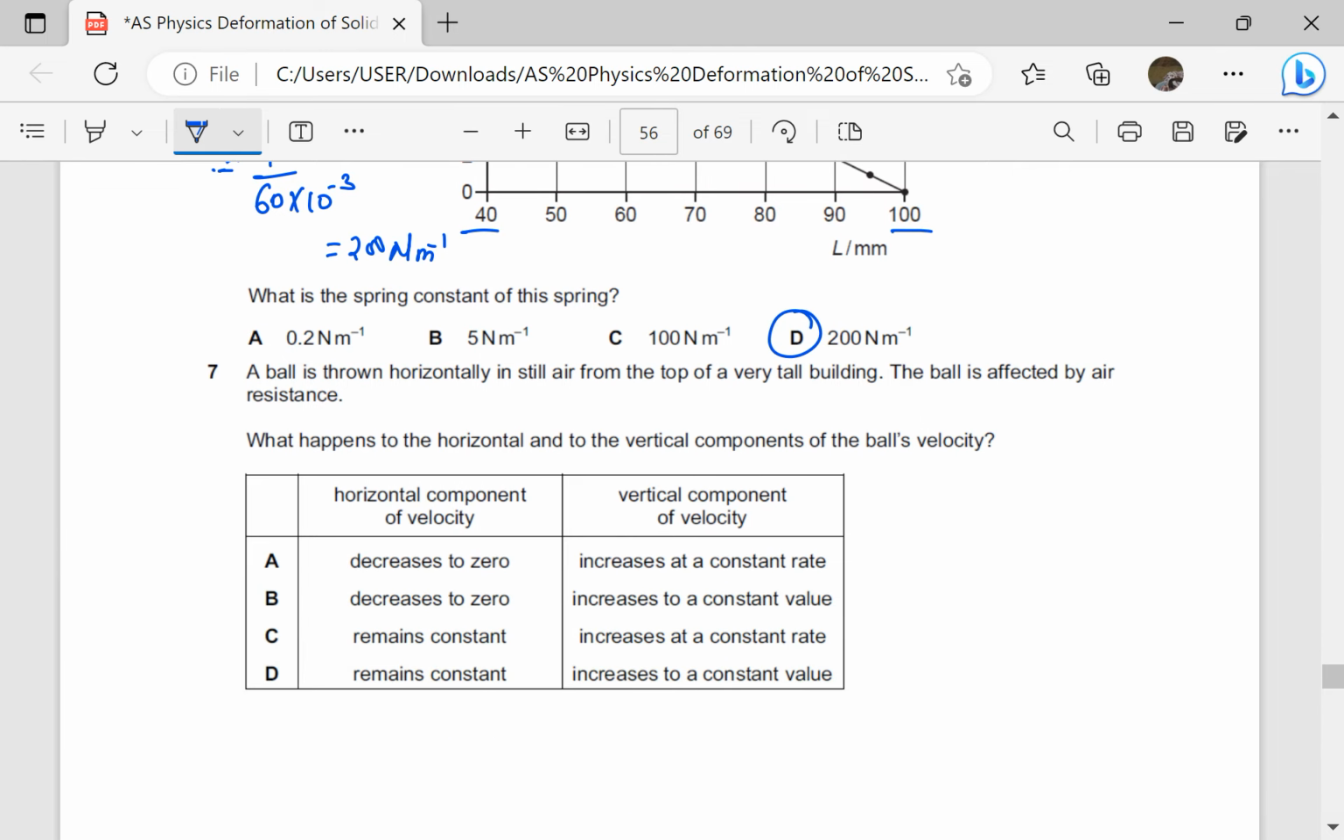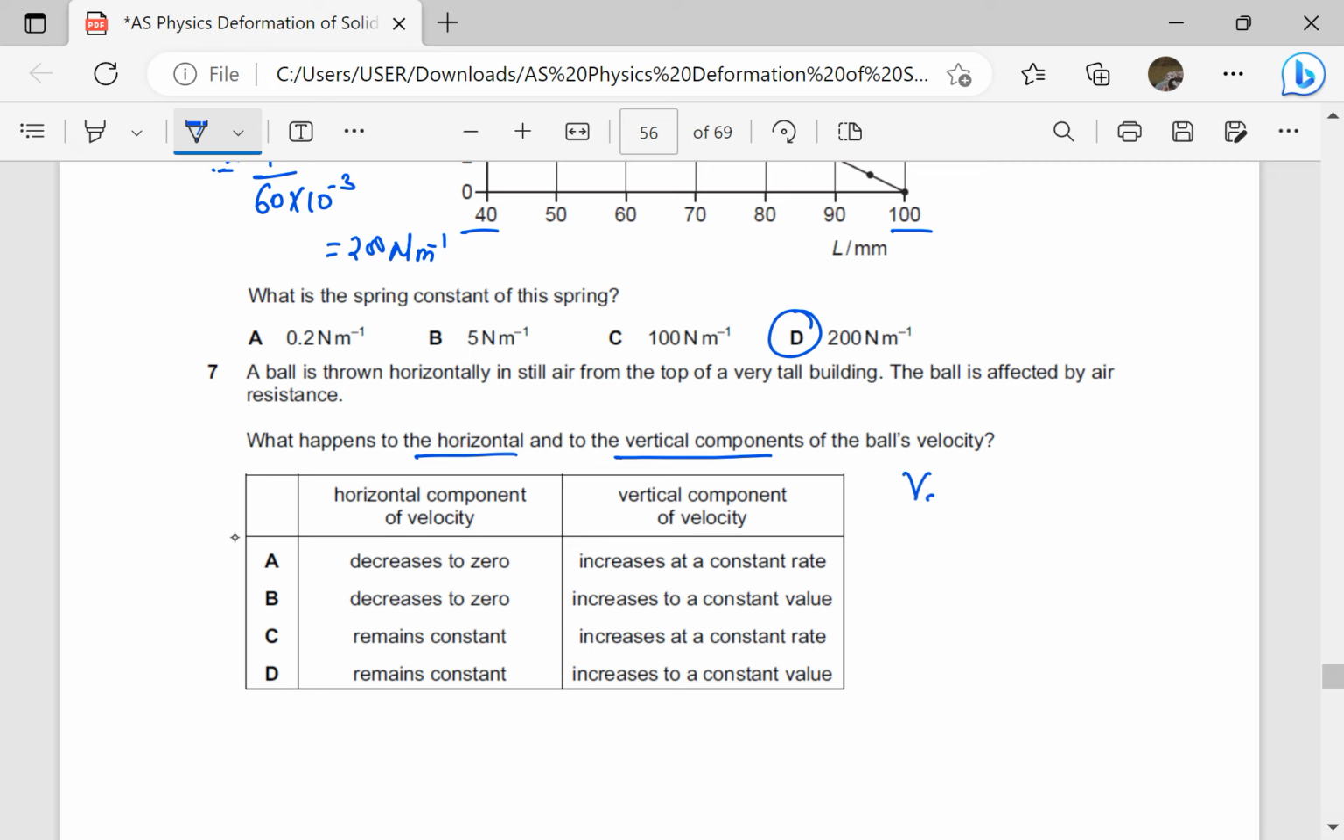Lastly, in part 3, a ball is thrown horizontally in still air from the top of a very tall building. The ball is affected by air resistance. Of course, this is a question of kinematics. It is just a stray question. What happens to the horizontal and vertical components of the ball's velocity?